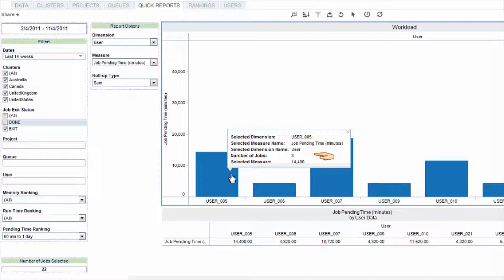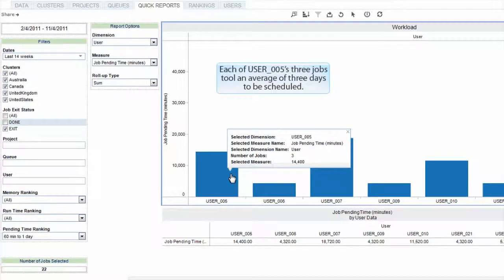I see the number of jobs as well, which gives me a better understanding of what this really means from a practical standpoint. 14,400 hours is 10 days, so user 5's 3 jobs on average took 3 days each to be scheduled.